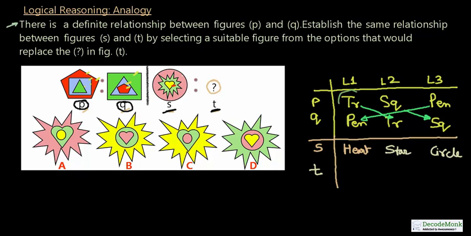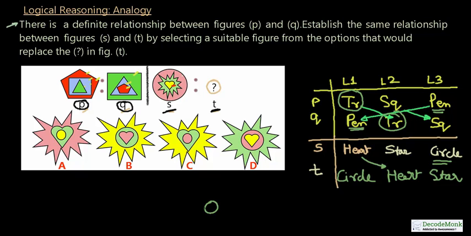Here you see triangle was there in layer 1, it has changed to layer 2. So as heart is there in layer 1, this will be there in layer 2. Pentagon has come from layer 3 to layer 1, so circle will come to layer 1, and square from layer 2 to layer 3, so I will write star over there in layer 3. So basically the figure will be like this. The circle will be in the innermost, then heart will be in the middle portion, and the outer portion should be star.